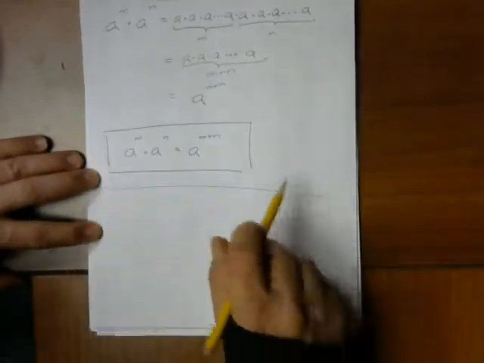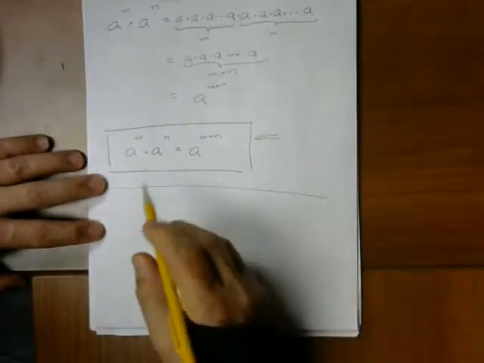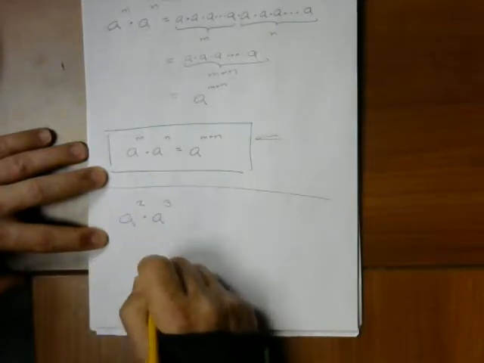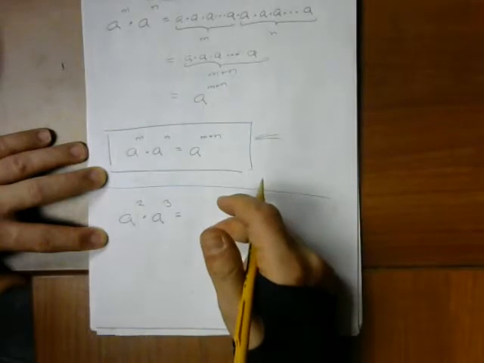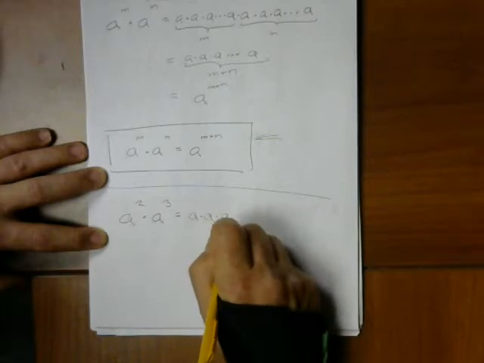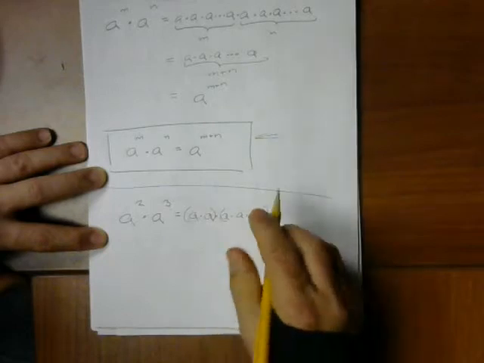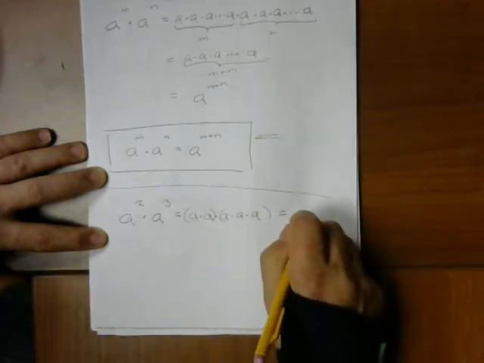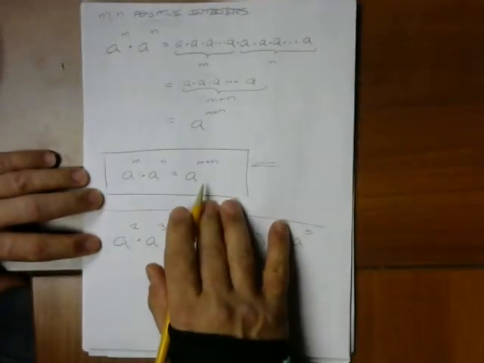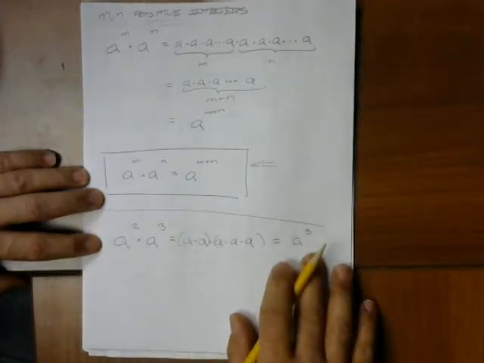Now, even if you completely forget the rule, you don't remember this at all, your mind goes blank on a test or a quiz or something like that, if I have something like a squared times a cubed, what I can do is I can remember how this worked. A squared is just 2 a's. A cubed is just 3 a's. So I have 2 a's times 3 a's. How many a's do I have in total? 5 a's. So it's good to remember this rule. If you forget it, don't worry. Just work from the definition and you can still get to the answer.